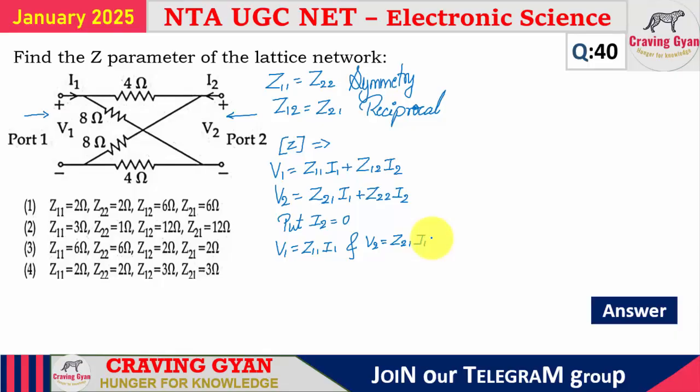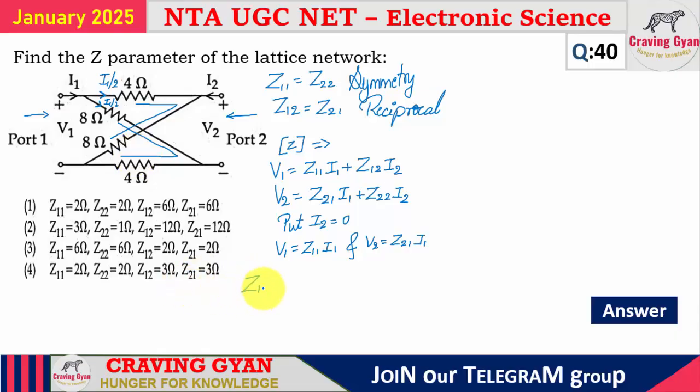Now, based on this assumption, let me solve it. I'm putting I2 equals 0. The moment I2 is 0, this I1 will be split up into I1 by 2 and I1 by 2. Right. So look at the things. The current will be flowing through the 4 ohm and then the 8 ohm. Here the current will be flowing through the 8 ohm and then the 4 ohm. Same.